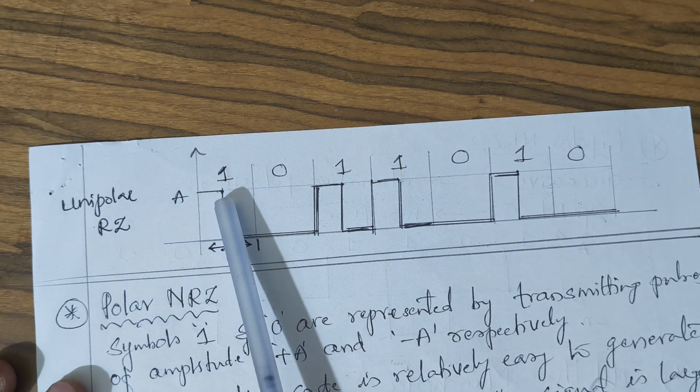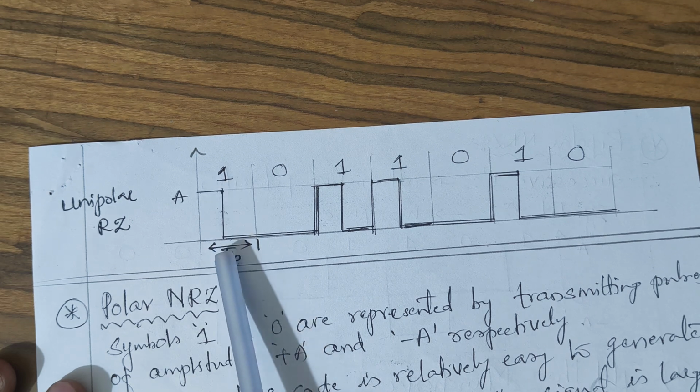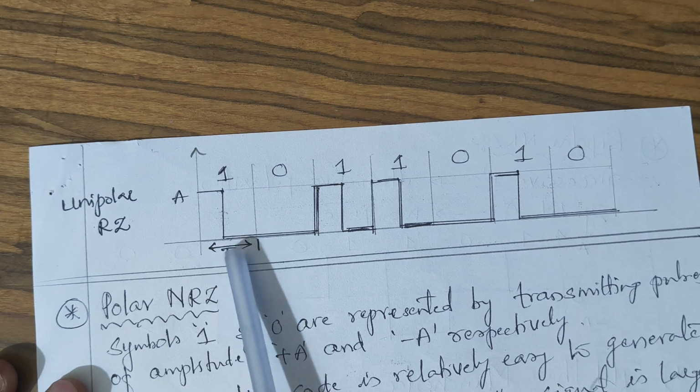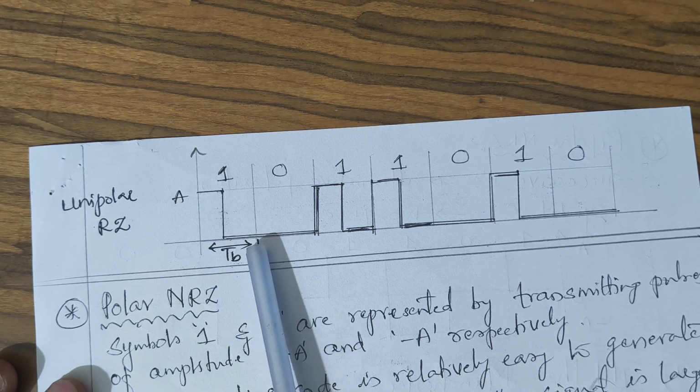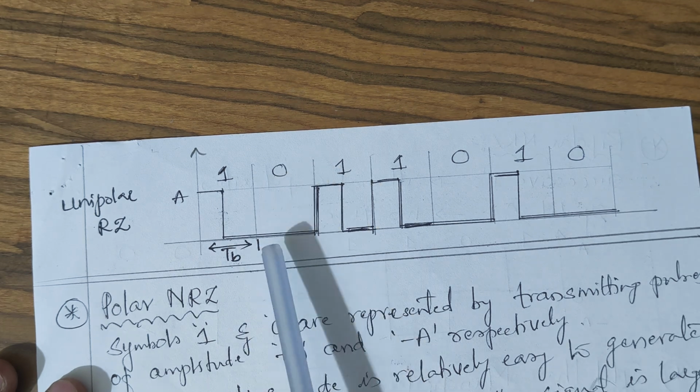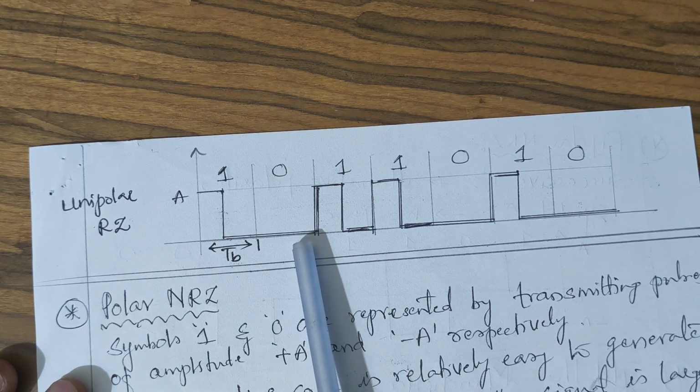Now the first symbol is 1. So you can see here for the half bit duration, or the half symbol width, there is a pulse, that is, a rectangular pulse of amplitude A which has been transmitted, and for the remaining half bit period, or the half symbol width, you don't have any signal. Okay, for 0 there will be no signal transmitted.